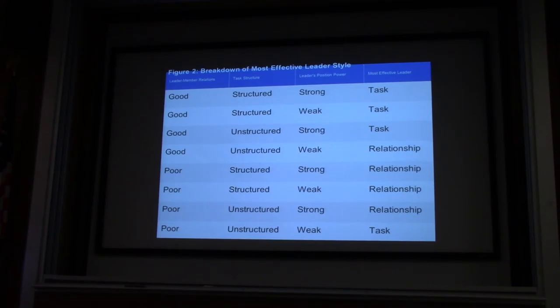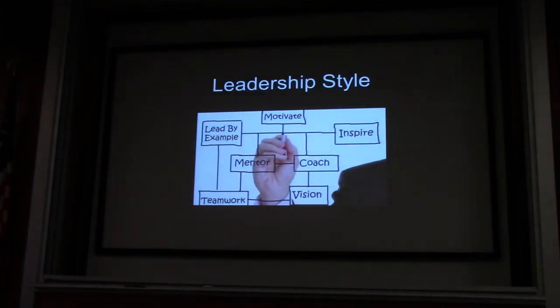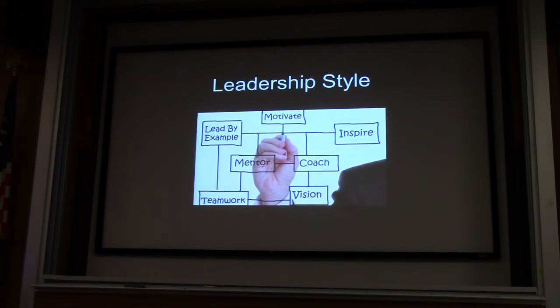So if there's good member-leader relations, it's a very structured task, and the leader's power is strong, you want a task-oriented person. So someone who's just going to go and get the job done. Rather, if the task is more unstructured, weaker power, you might want a more relationship-oriented person. So someone who's going to go in there and work on conflict and work within the group a little bit more. Within this thought process, Fiedler said that leaders are either one or the other, that you have to pick the right leader for that. But I think it's probably a little more ambiguous than that.